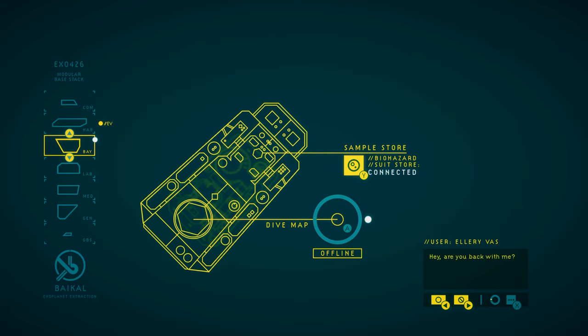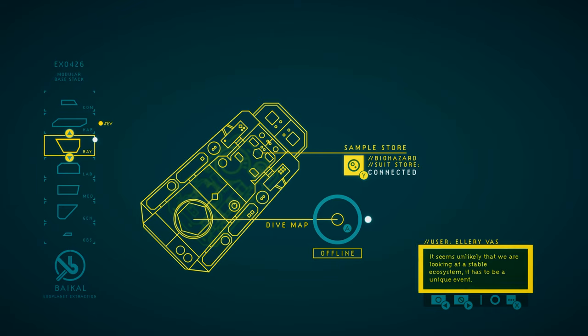Are you back with me? Yeah. Good. I wanted to ask you about the bloom. I've been trying to understand what's causing it. It seems unlikely that we're looking at a stable ecosystem. It has to be a unique event. And yet, creatures have rapidly and effectively adapted to these conditions. How is that possible?